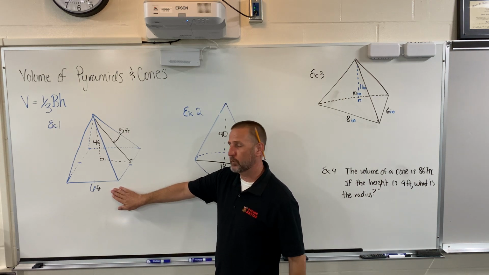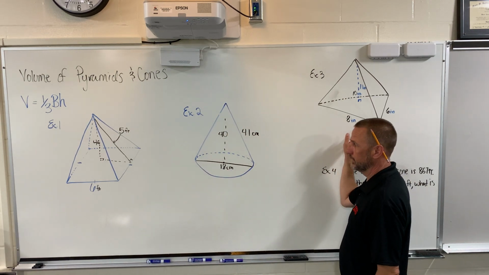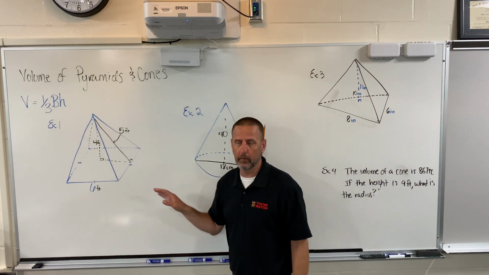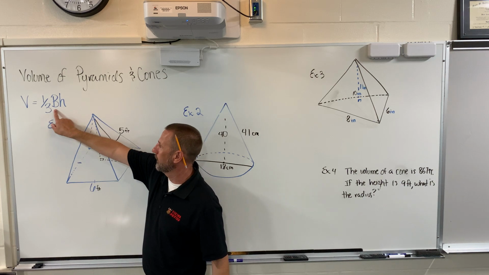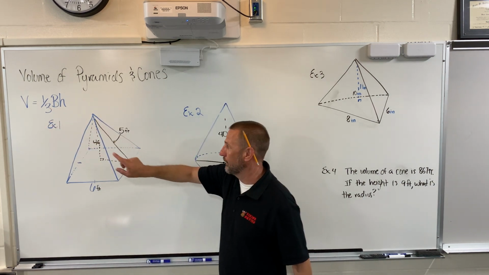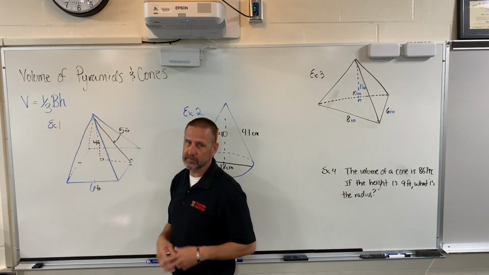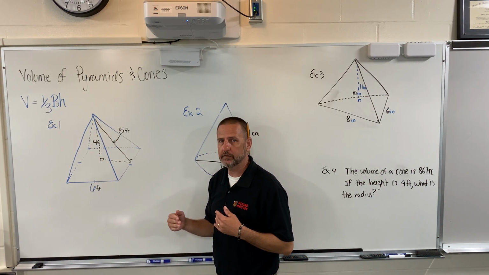This would be a square pyramid, this would be a cone, this would be a triangular pyramid. All three are using a different formula. So we have to modify this formula, and in particular the capital B. Each time, that is what's going to be changing, because that capital B stands for base area. So we have to figure out how it changes.